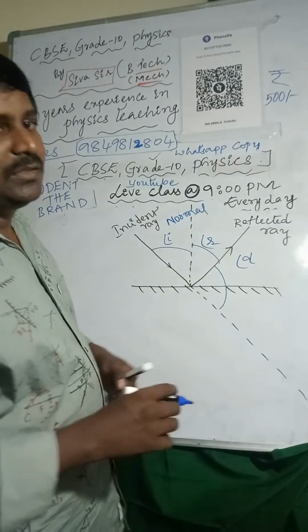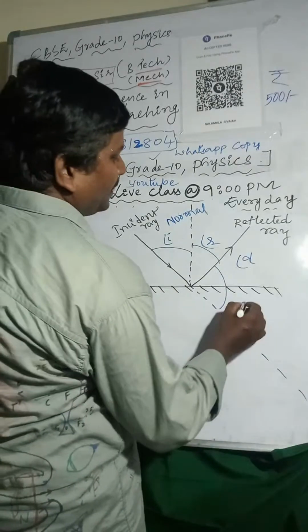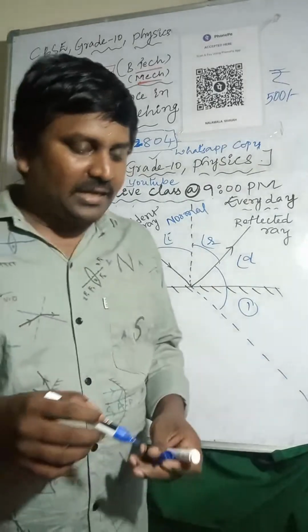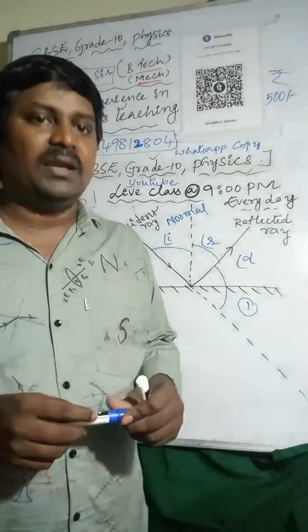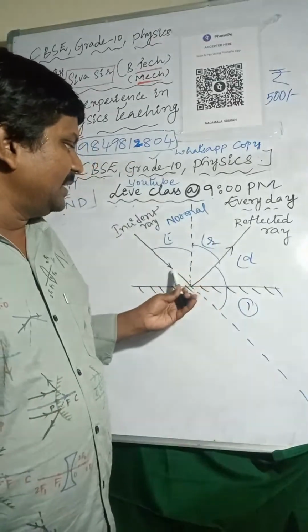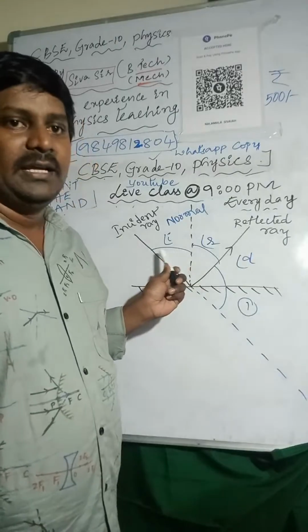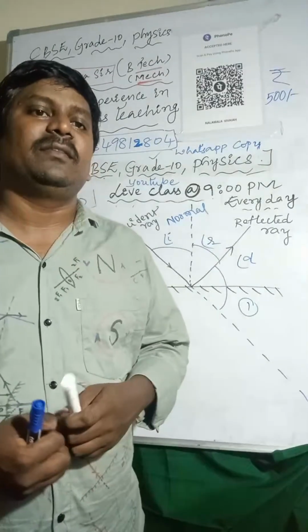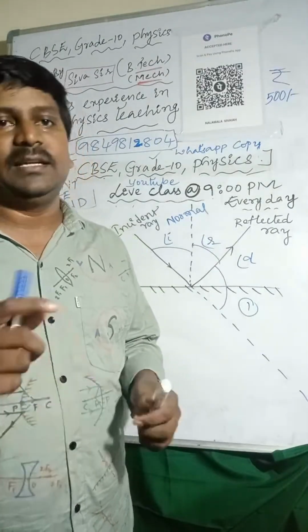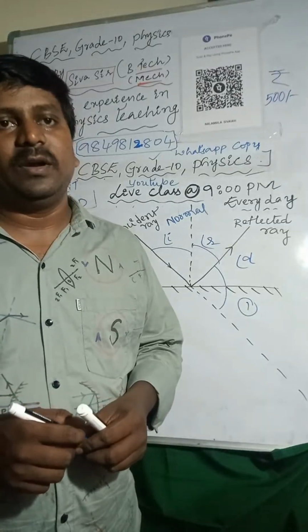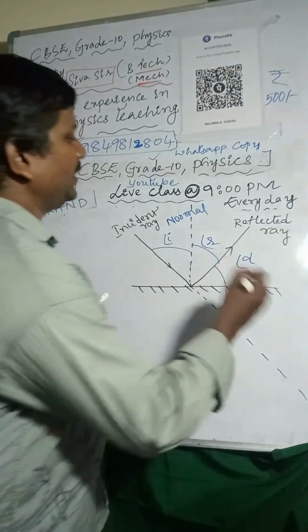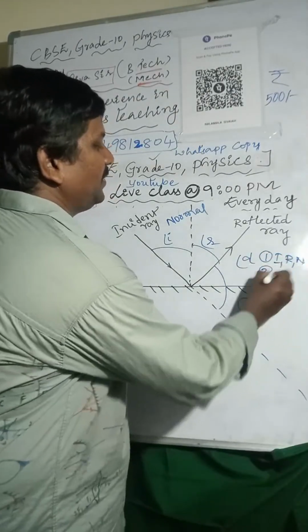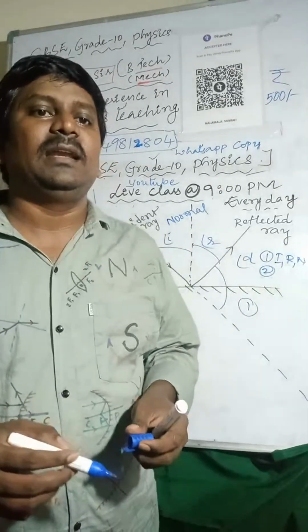There are two laws of reflection. The first is that the incident ray, the reflected ray and the normal line lie on the same plane.